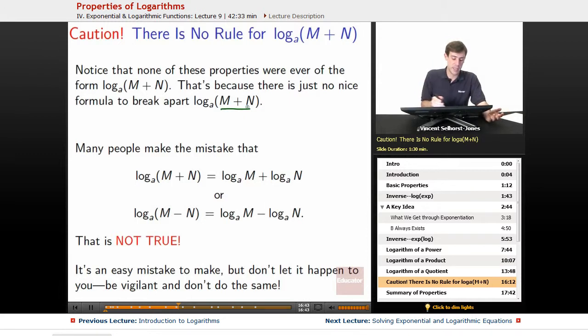Lots of people make the mistake of saying that log a of m plus n is equal to log a of m plus log a of n, or that log a of m minus n is equal to log a of m minus log a of n. Those are not true. Not true at all. You can't write them and split them apart like this. These things do not work.